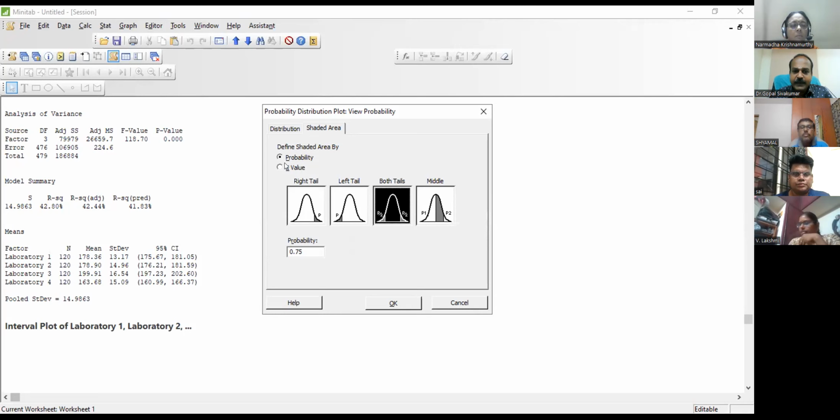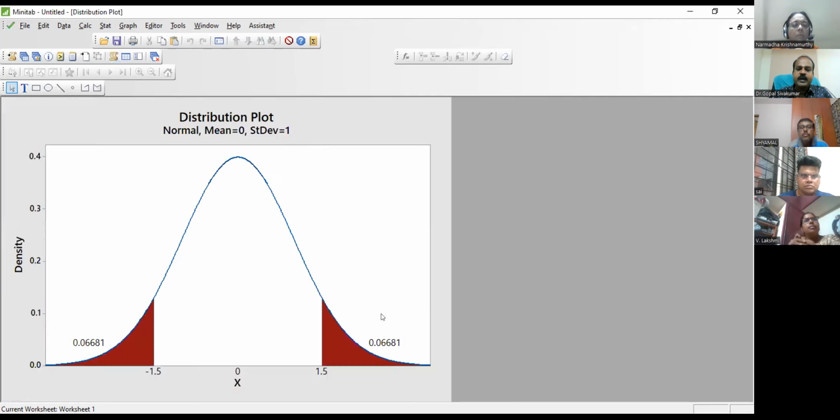And both sides. 1.5. Am I right? Yes, sir. X value is minus 1.5 here. So I can say 1.5. That means minus 1.5 on the left side, plus 1.5 on the right side. That's how it should be taken. Okay. Now how much is it coming? 0.066 on this side.